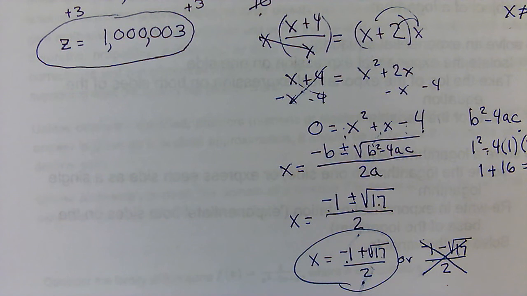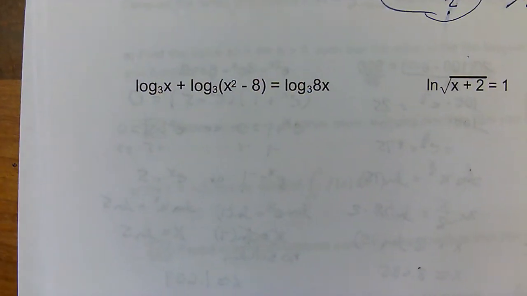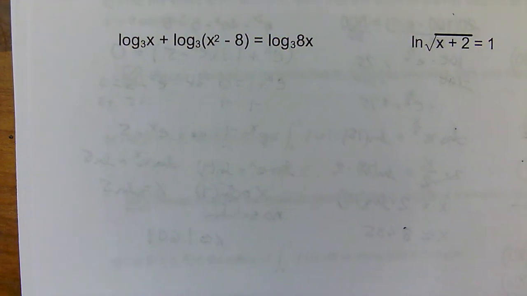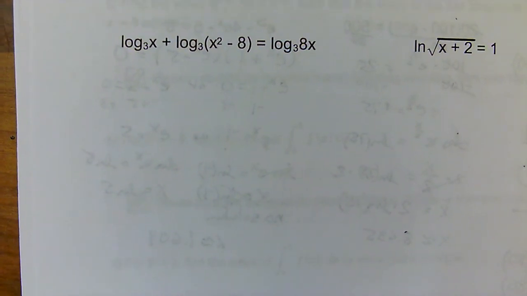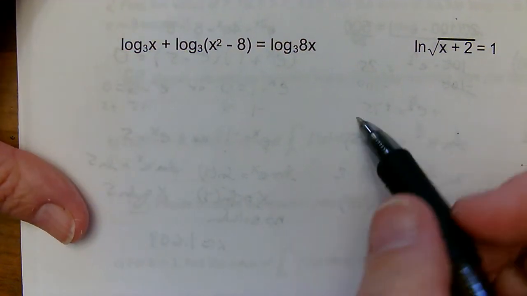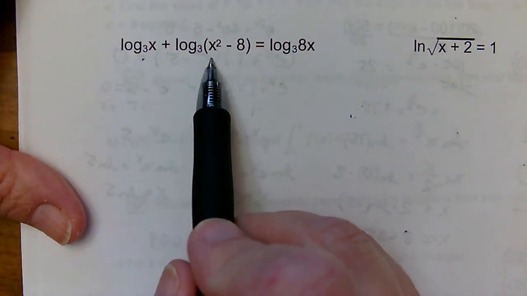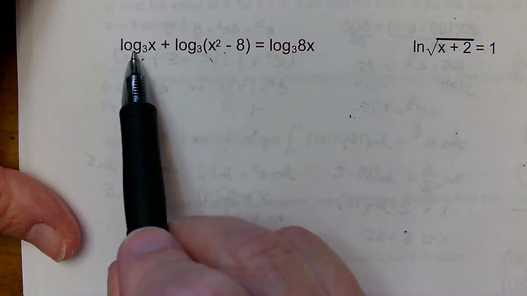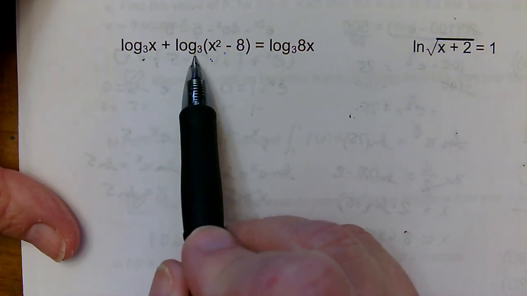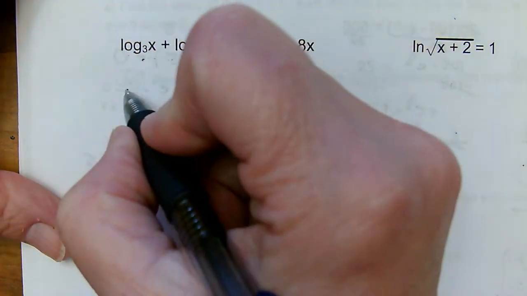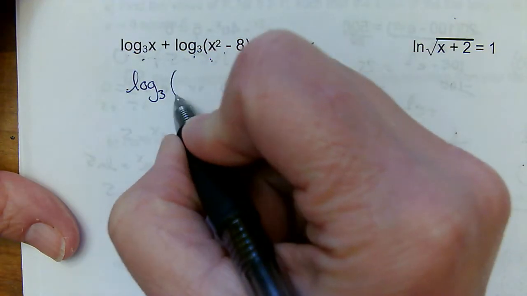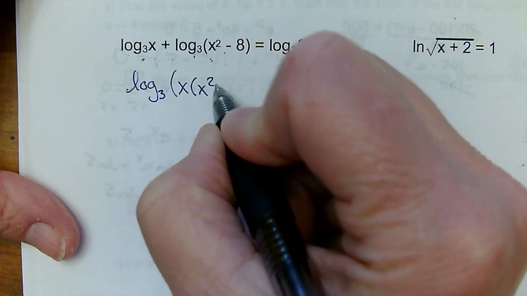For our third example of logarithmic equations, here I have log base 3 of x plus log base 3 of x squared minus 8 equals log base 3 of 8x. Now again, I can't exponentiate until I have a single logarithmic expression on this side. So since the two logs are added, the properties of logarithm tell me that I can write that as the single log with the same base of their product, which is x times x squared minus 8.